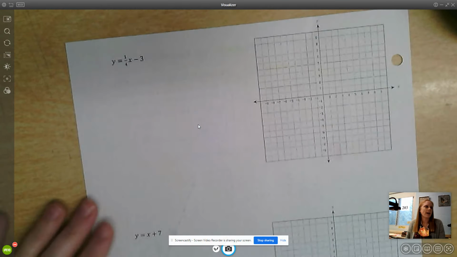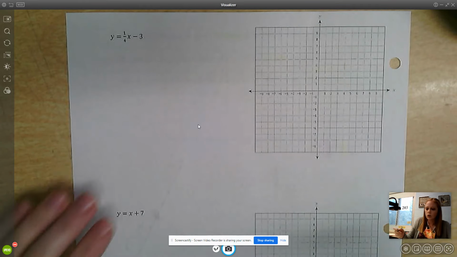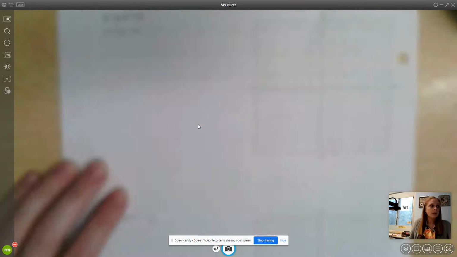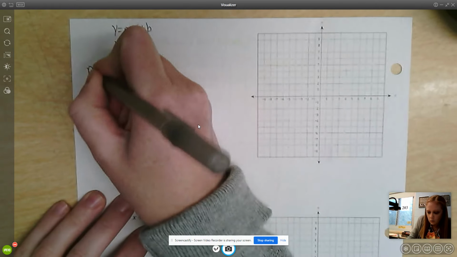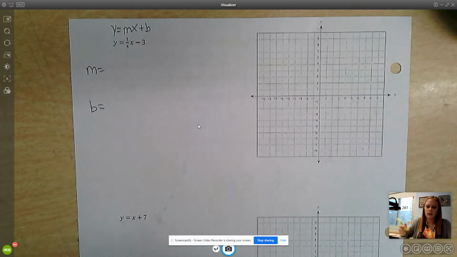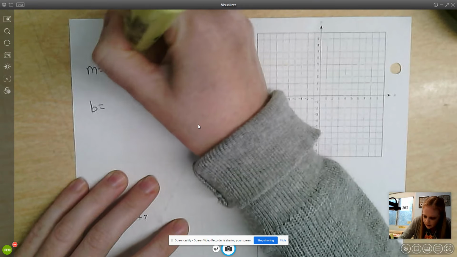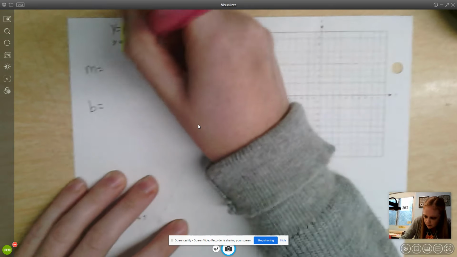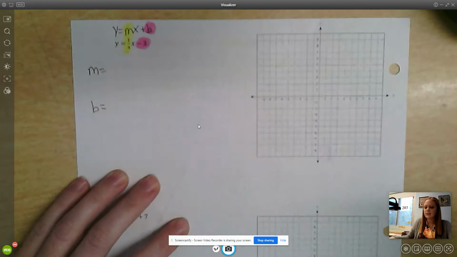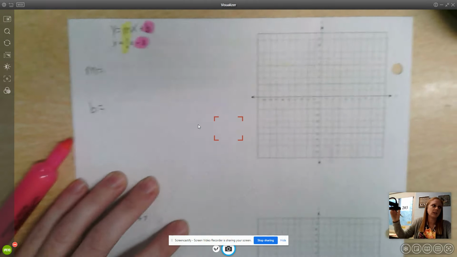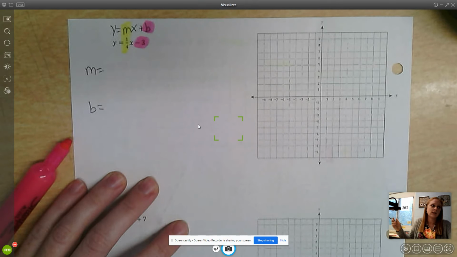Y equals 1/4 x minus 3. Okay, so y equals mx plus b. What's my m? What's my b? Okay, the m is the number in front of the x, so 1/4. And my b here is going to be -3. This is as if it was plus a -3. -3 is the same thing as plus -3. So we have to include that sign.